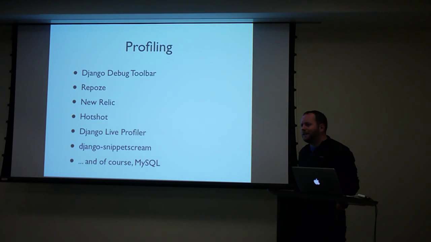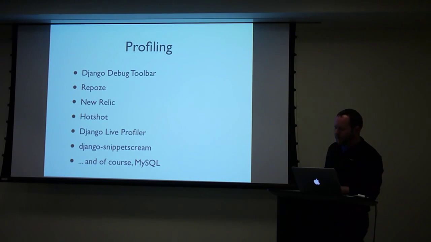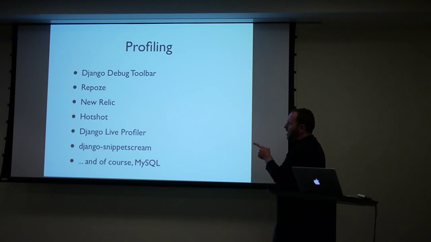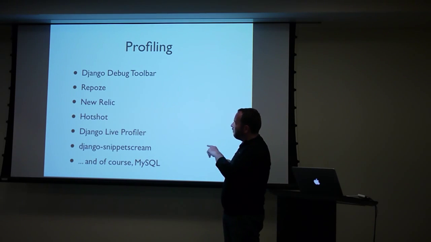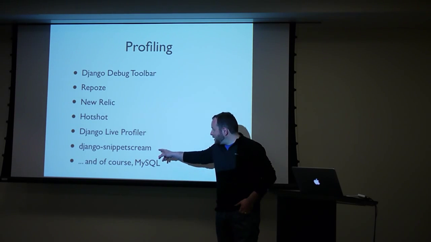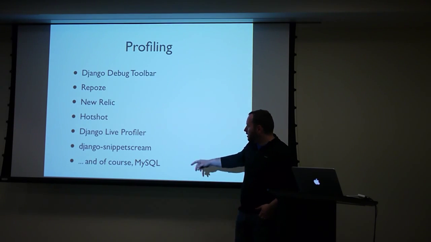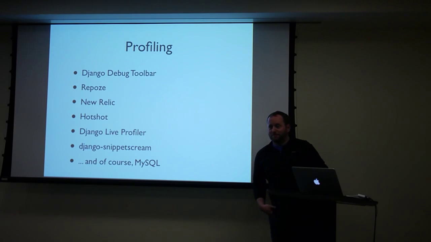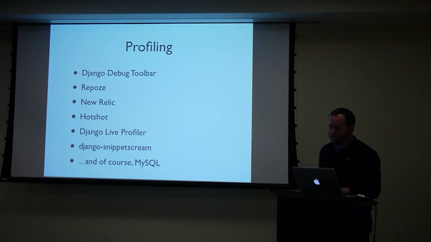Repoze is a little lower level. It will show you every function call through the Django and Python layer, how long it took cumulatively, how long it took on average, I think. But it's not very user-friendly. Hotshot actually looks like a better version of Repoze. Django Lite Profile was good. Django Snippet Screen definitely wins my best name award. And you can't really do anything without having MySQL at your fingertips.